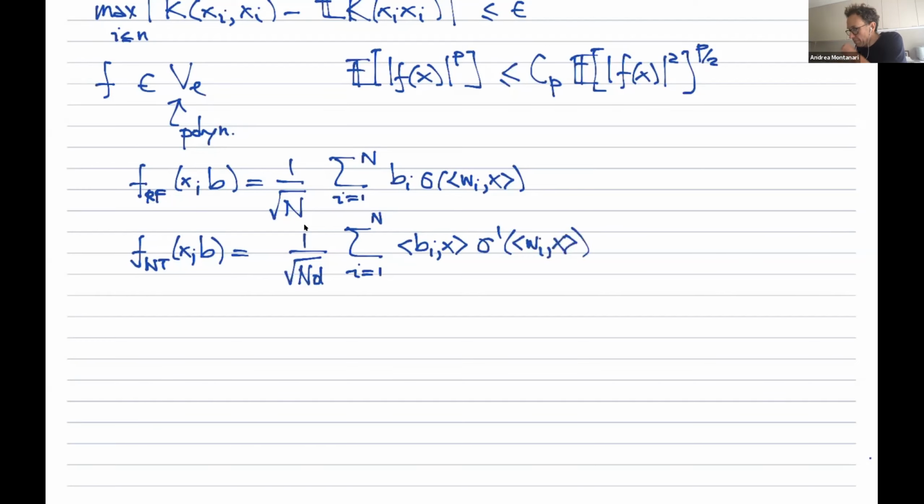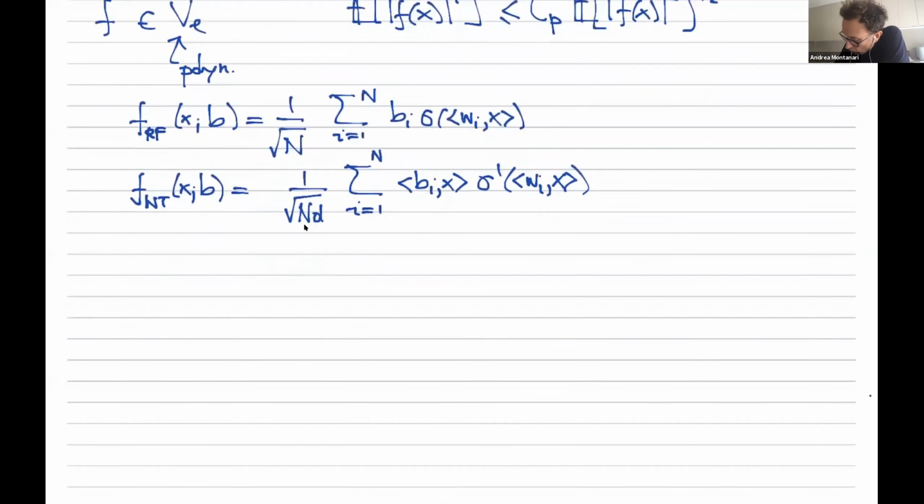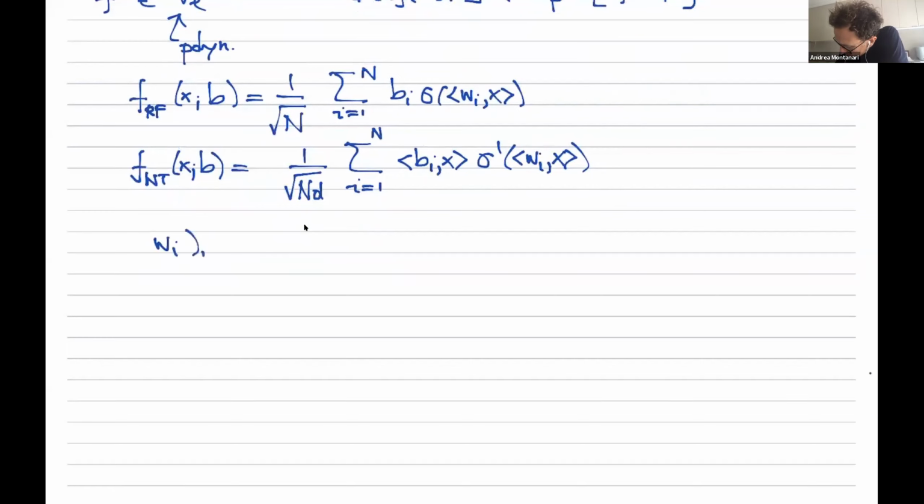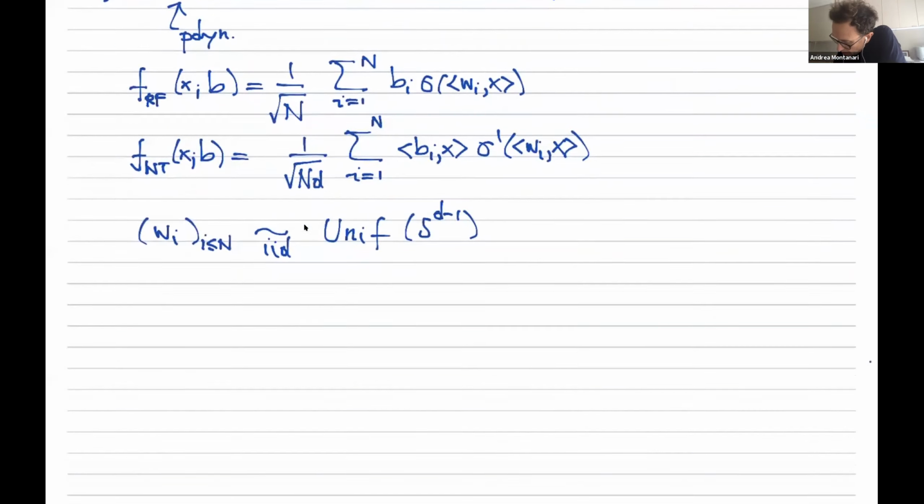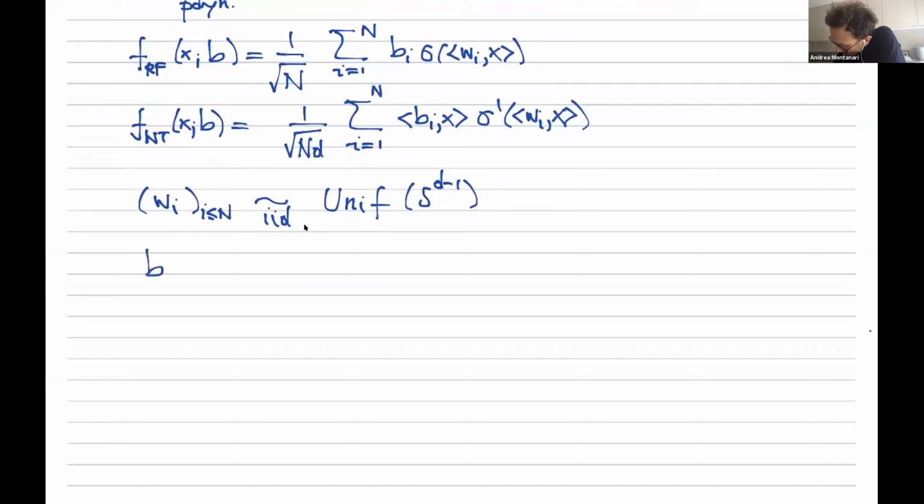And always the W are fixed, and the W, throughout this lecture, I'll take them random. Not normal, but uniform on the sphere. And I fit B, the coefficient B, just by ridge regression. So either RF and NT.